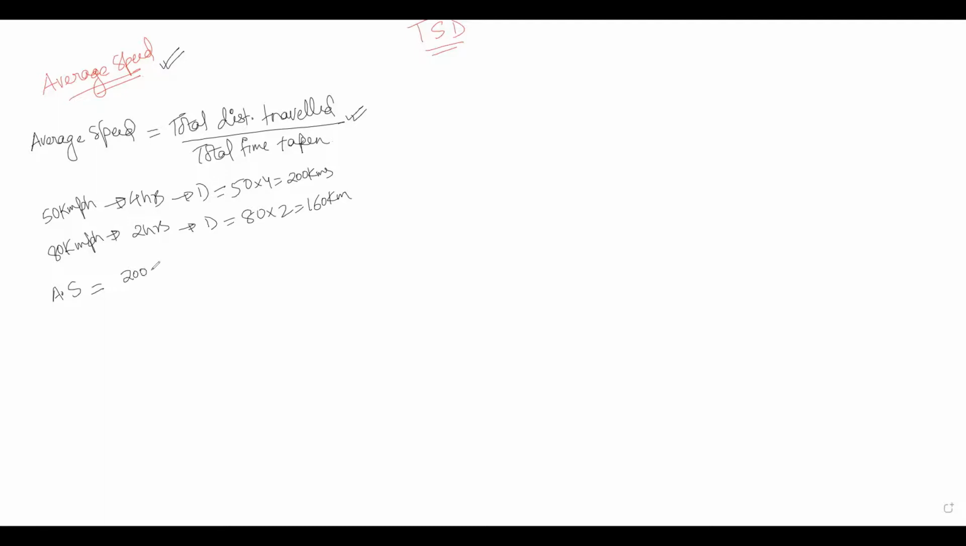So the average speed for this car for the entire journey would be simply total distance traveled, that is 200 plus 160, upon the total time taken, that is 4 plus 2. So if we simplify this, this would be 360 upon 6, that is 60 km per hour. So that means on an average, the car is traveling a distance of 60 km per hour.